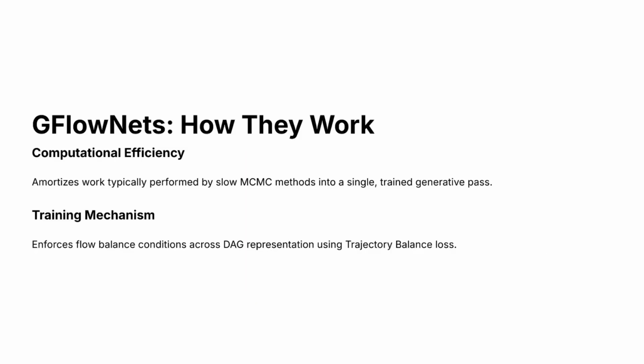How does it work? So the key advantage lies in computational efficiency again here as well. Classic sampling methods like Markov chain Monte Carlo, or MCMC, require repeated slow iteration to explore a distribution. GFlowNet, on the other hand, amortizes all the effort into a single trained generative model. Once trained, the model can produce a diverse sample in just one forward pass, dramatically speeding up the exploration.